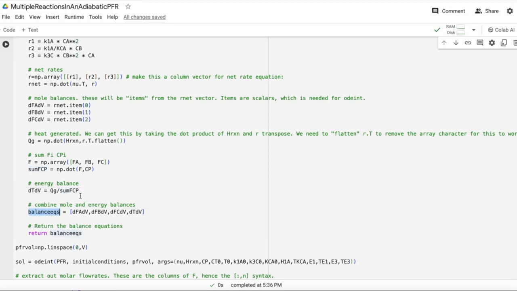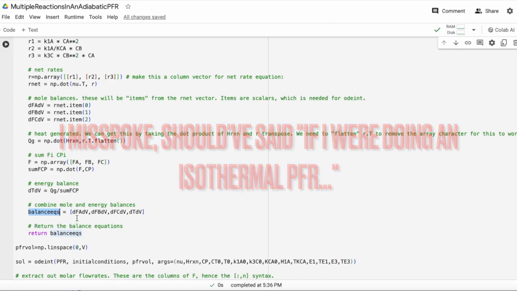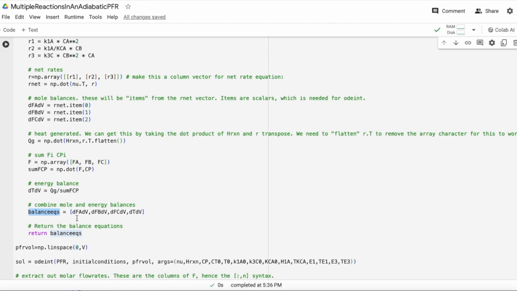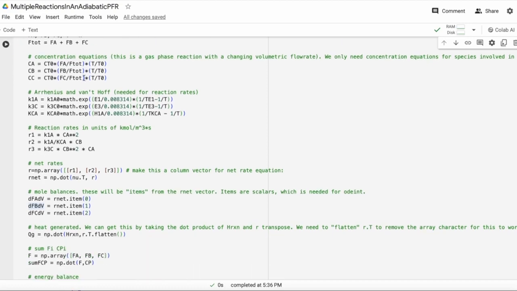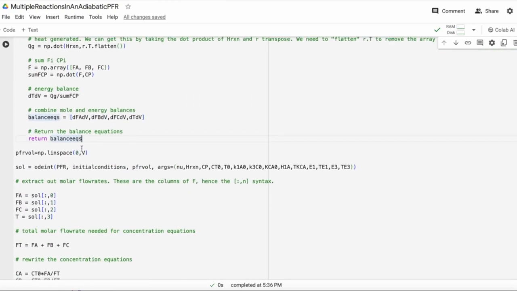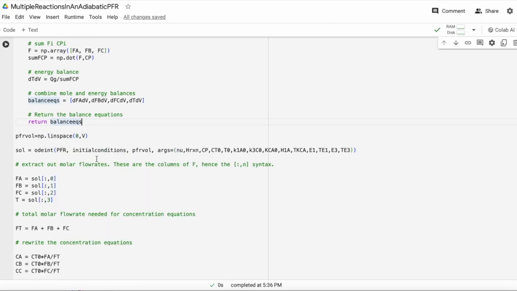Finally, normally if I was doing a non-isothermal PFR, I would just need to return the net rates, because the dF/dV terms are equal to the net rates. But now I have a non-isothermal PFR, so I also have this energy balance. So I'm going to create instead this variable called balance equations, which combines the mole balances and the energy balance. So again, I have 1, 2, 3, 4 entries. I also have 1, 2, 3, 4 species up here. I'm going to return that, and then I'm going to put it into ODE int.